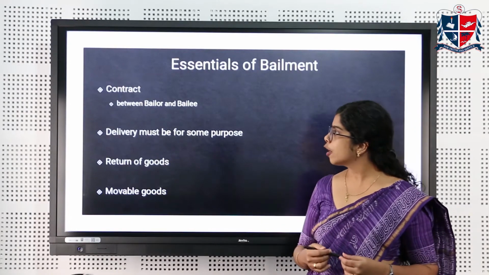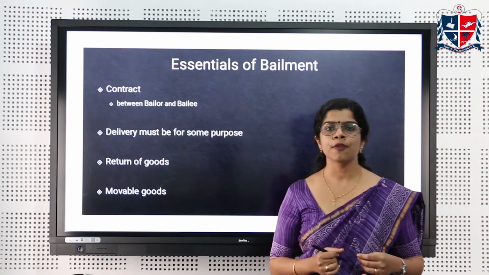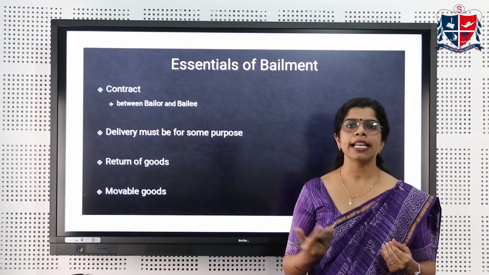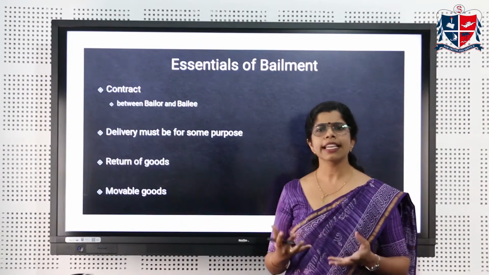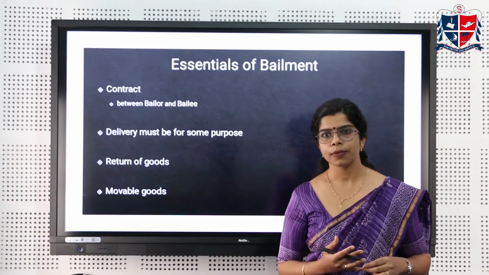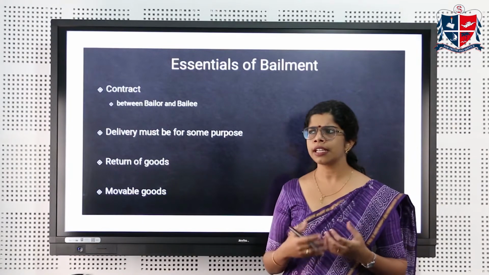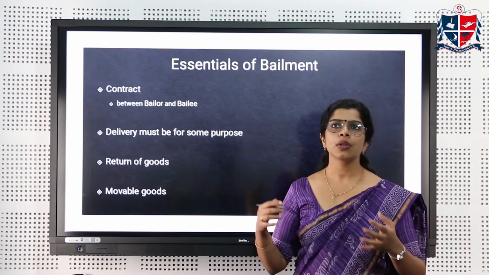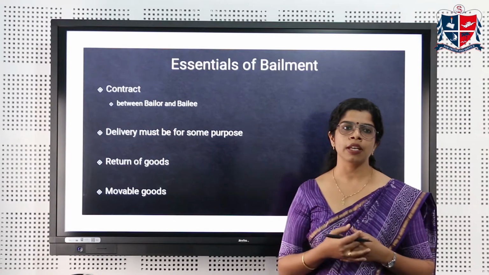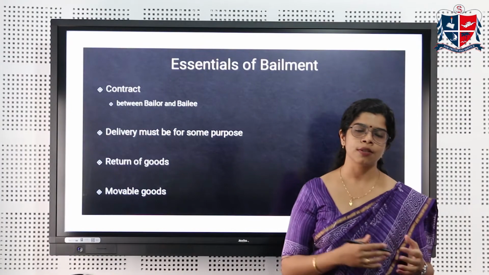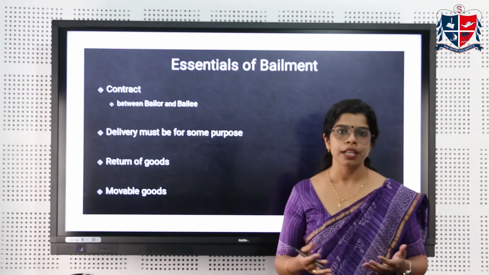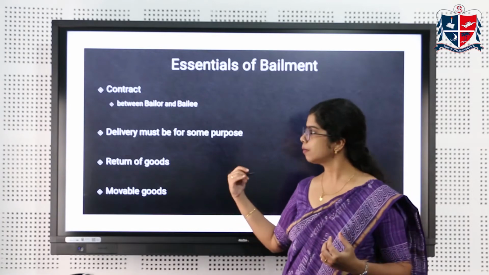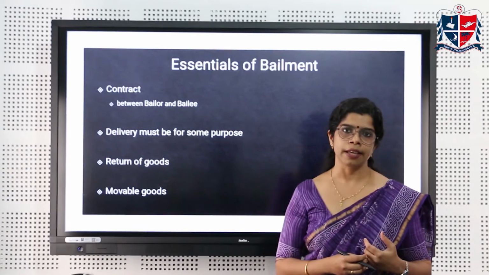Now the next point will be, the delivery must be for some purpose. So if there is no purpose behind the delivery of possession of goods, it cannot be termed as a bailment. So there are different purposes for which bailment can be done. It can be for safekeeping, or maybe for some repairs, or maybe for some alteration. But there has to be some purpose for which this transfer must be there.